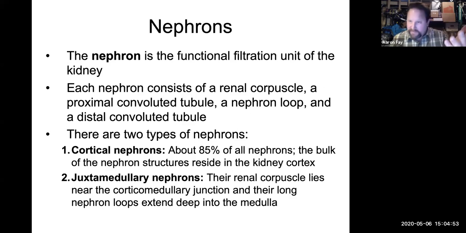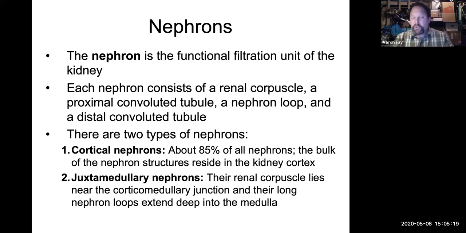So just to get back to the nephron, each nephron consists of a renal corpuscle. Coming out of it is a proximal convoluted tubule. Then we're going to have a nephron loop. One thing to point out, the nephron loop is going to go way down deep into the medulla. And then we're going to have a distal convoluted tubule. So the distal convoluted tubule is on the other side of the nephron loop compared to the renal corpuscle.